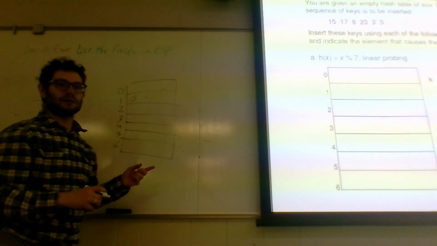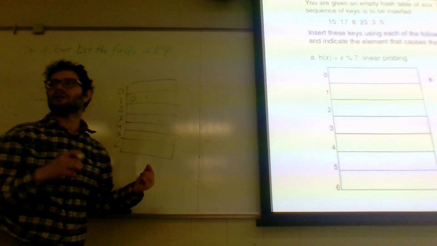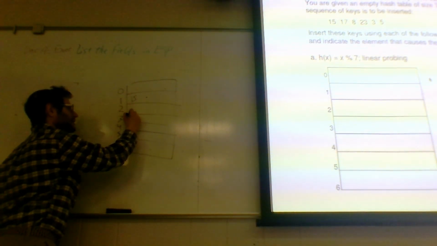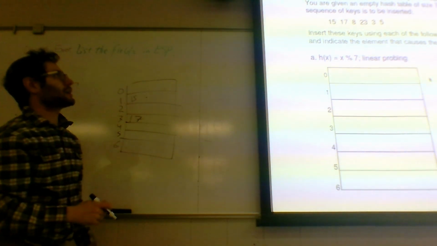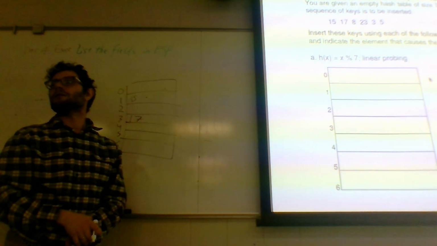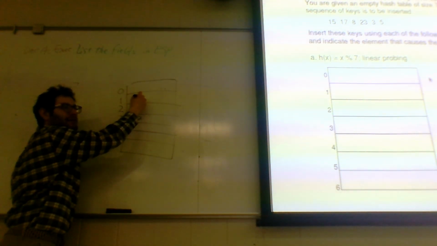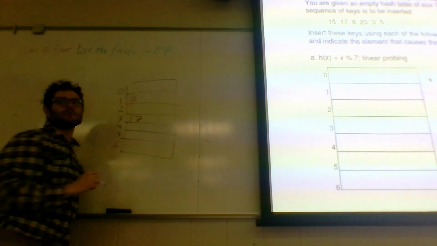17. So we need to insert 17. What is 17 mod 7? 3. 17 mod 7 is 3, so we're going to put 17 over here. 8 mod 7. 8 mod 7 is 1. We would put it here, but we can't because it's already occupied. So linear probing says to do what?